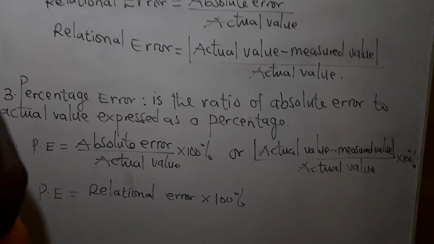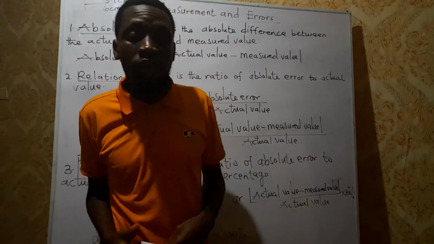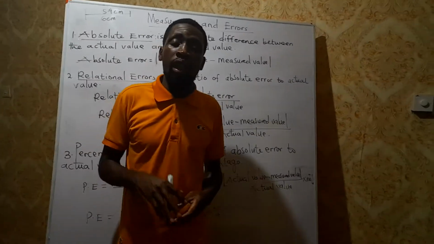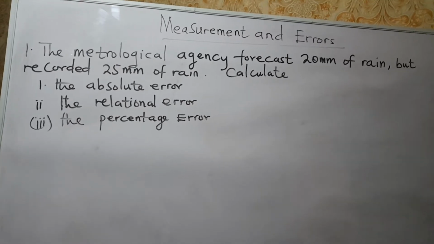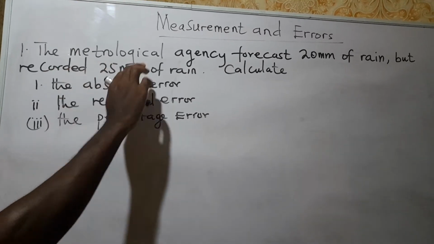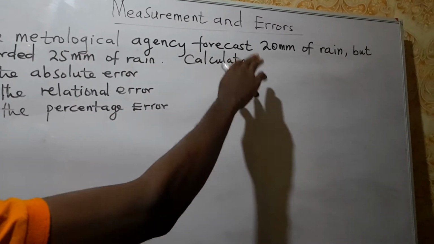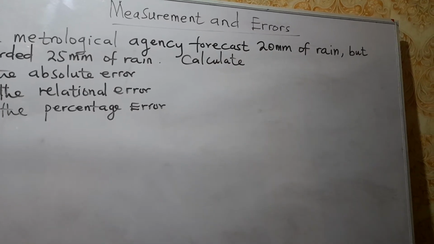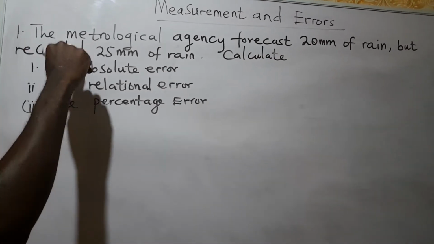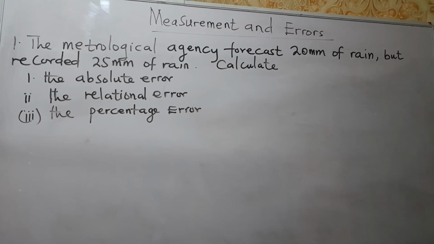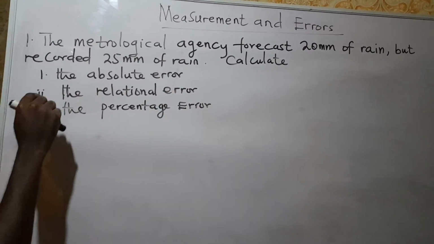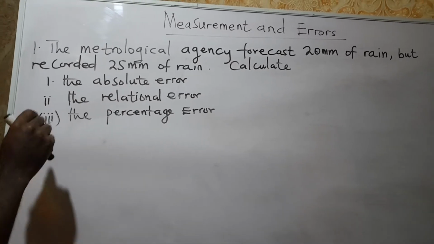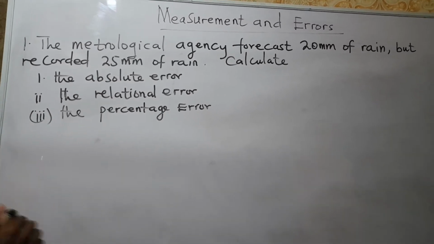So our next step is that we take some problems and see how we calculate all these errors. Let's look at a very simple question. It says the meteorological agency forecast 20 millimeters of rain, but actually recorded 25 millimeters of rain. Calculate (i) the absolute error, (ii) the relational error, then (iii) the percentage error.